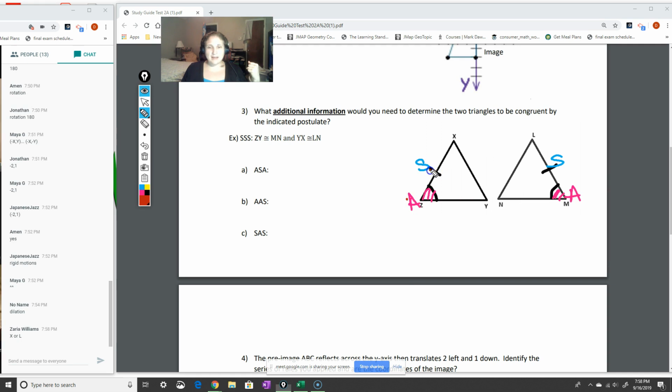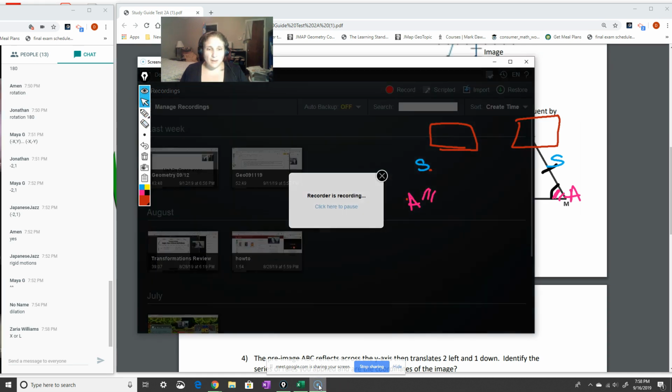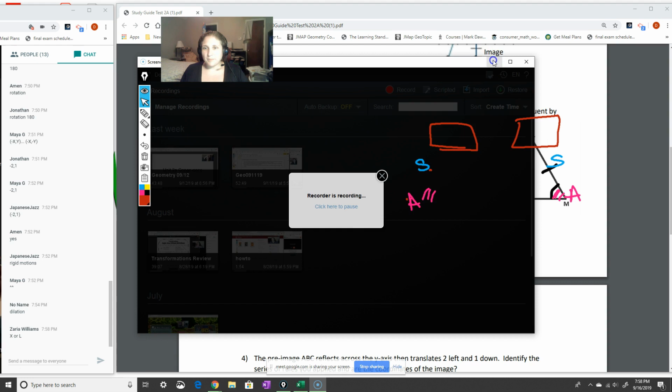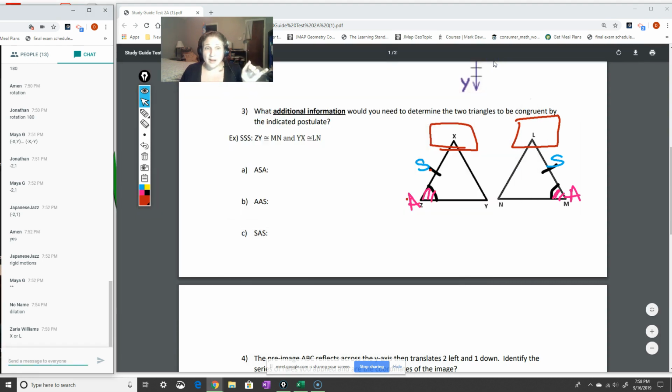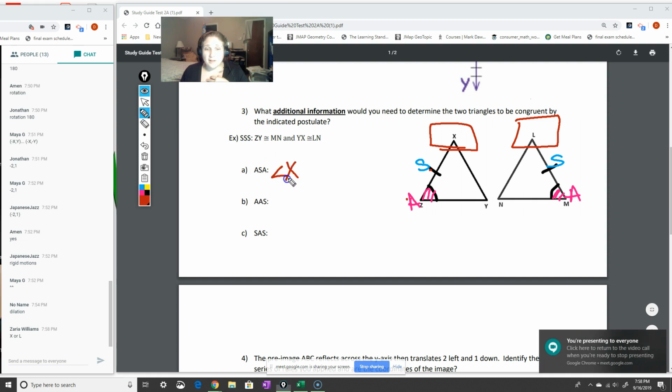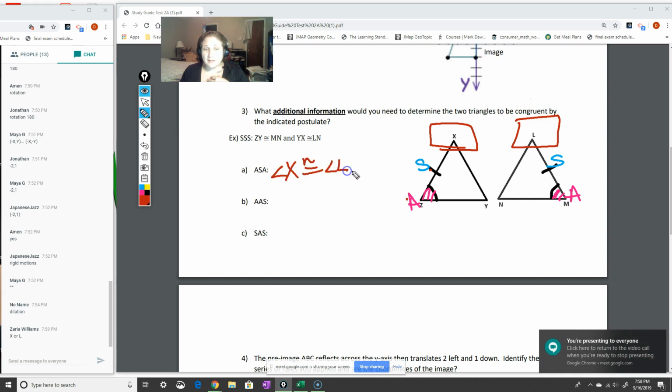Angle, side, X. It has to be X or L. Zaria, nice job. It has to be X or L in order for us to do it. Oh my gosh. Oh no, it is still recording. So X or L is the only way. So here, this would be XL. Angle X would have to be congruent to angle L.